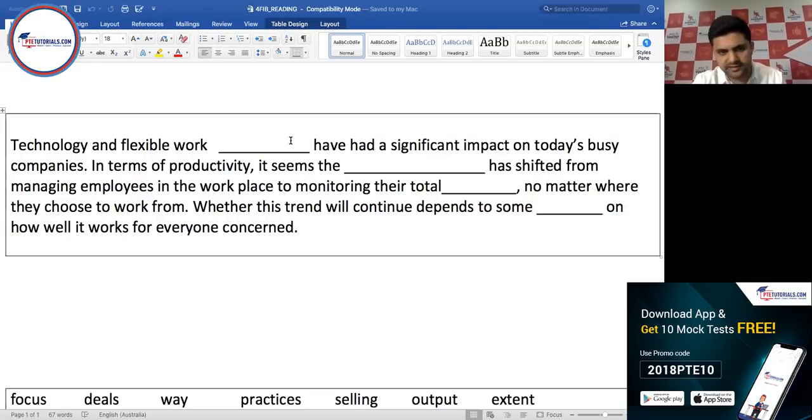Now, when you read this text for the first time, just ignoring the blanks, you try and see in this particular question what the keywords are that give the meaning. So the keywords are technology, flexible work, significant impact, busy companies, productivity, shifted from managing employees to monitoring their total dash, no matter, work, trend, depends, works for everyone.